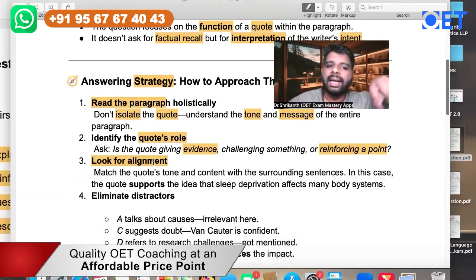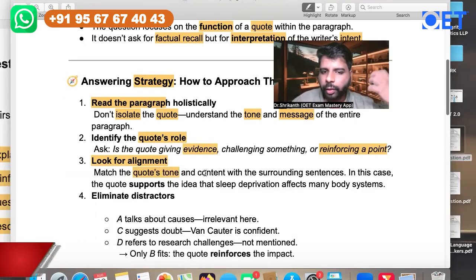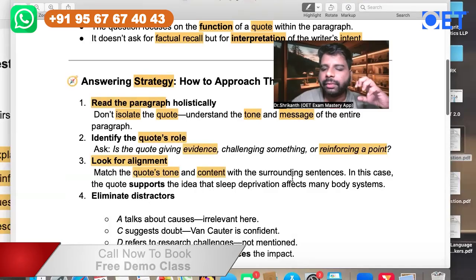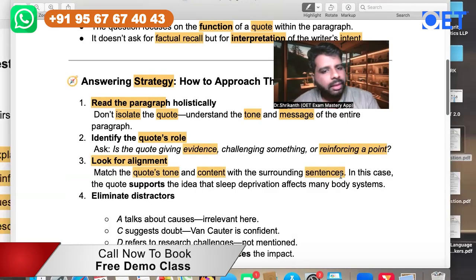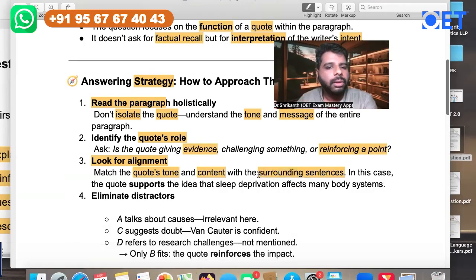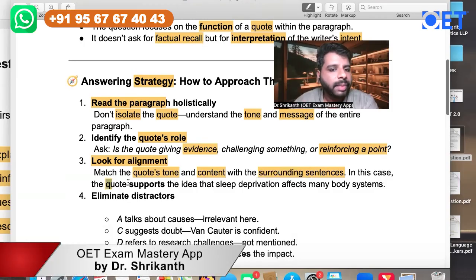Now you have to look for alignment. Looking for alignment basically means matching the tone of the quote, the feelings and emotions coming from the tone of the quote, with the content coming from the surrounding sentences. See, the quote is showing how dangerous sleep deprivation is. What about the surrounding sentences? The surrounding sentences are also showing the same thing. The quote is basically supporting the idea that sleep deprivation affects many body systems.